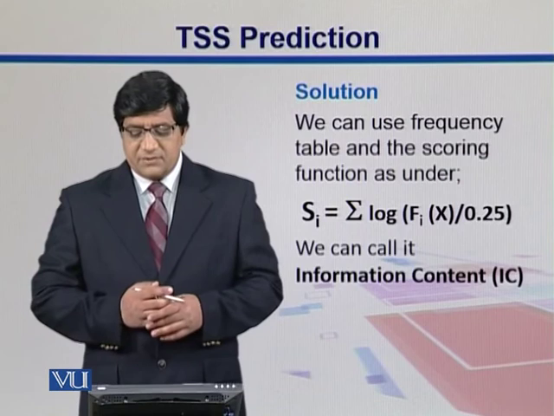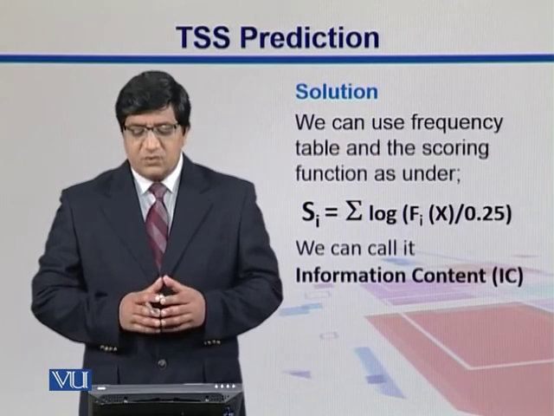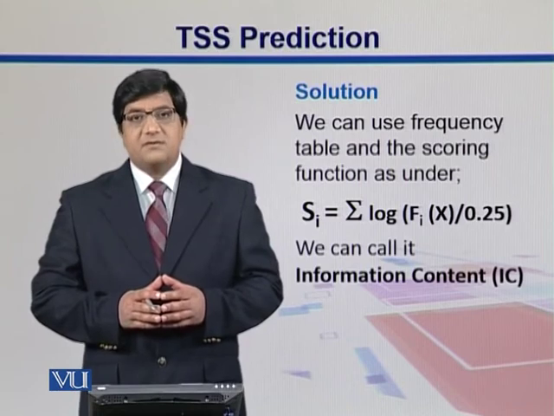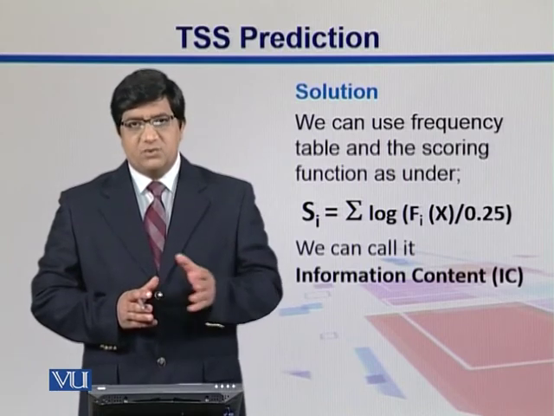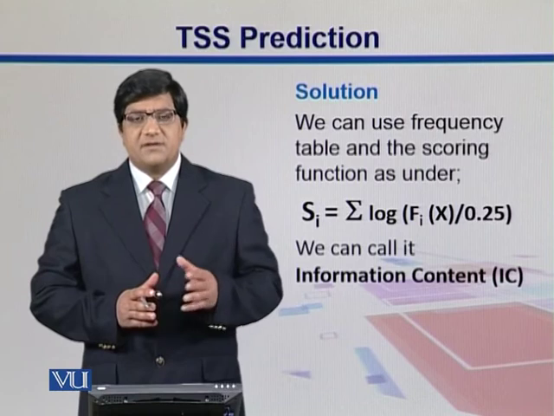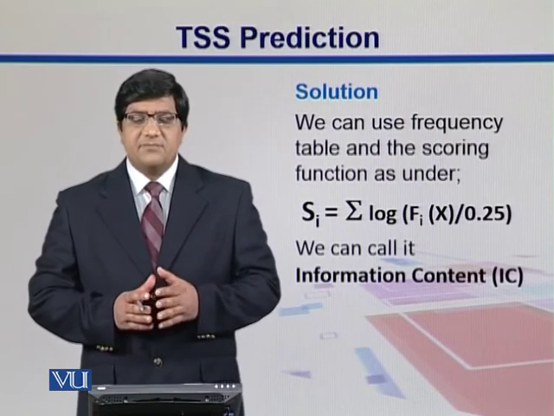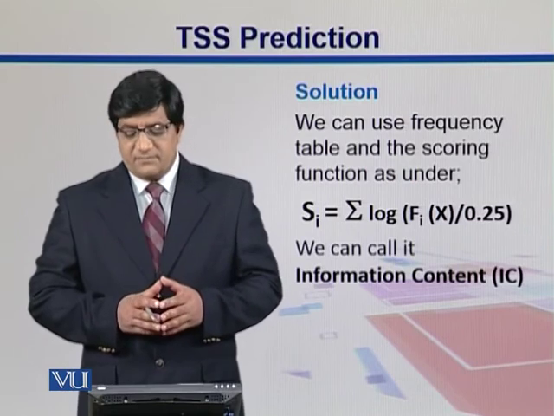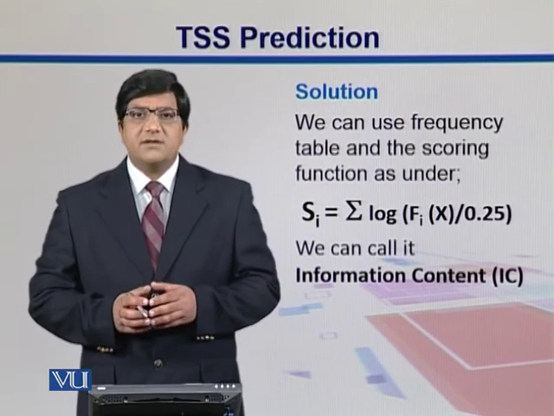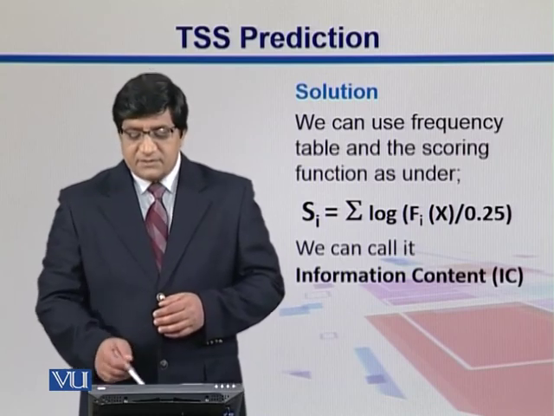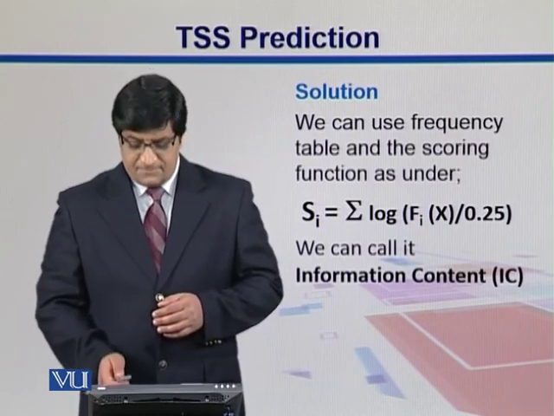We put it together in this equation, which is called a scoring function, or S of i, where we sum over whatever segments or nucleotides are there. We take their frequency from the frequency table and divide it by 0.25, and then we convert it into the log scale. We want to avoid playing with big numbers. We can call this equation the information content.